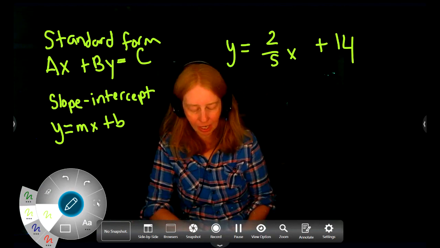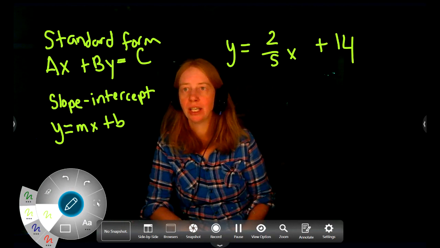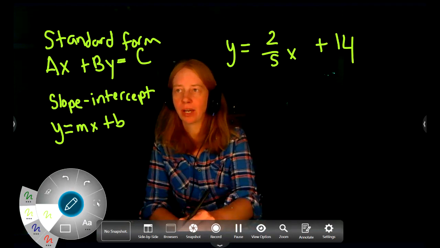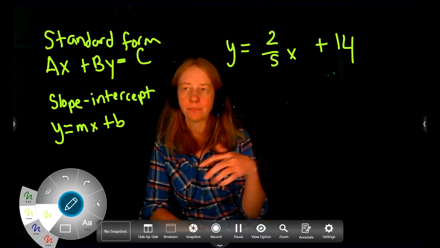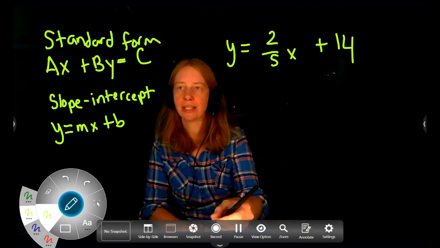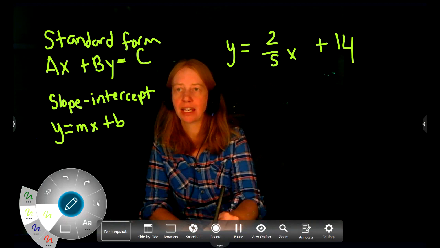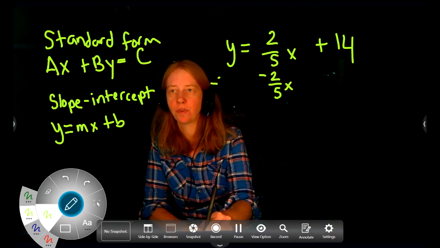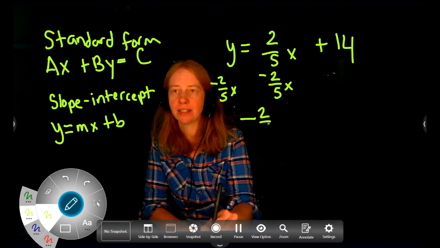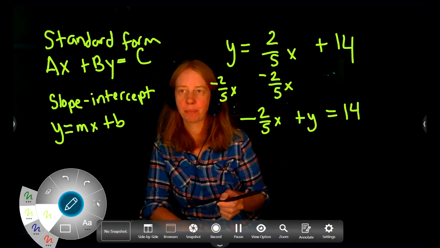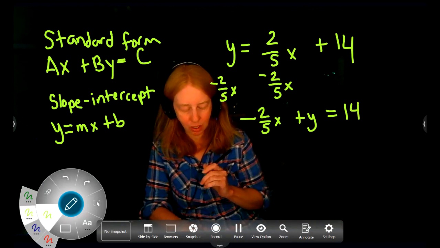Now, the first thing that I would do with this equation is think to myself, okay, I need the ax plus by equals c. And so what I'm going to do is move the x to the same side as the y. So I'm going to subtract 2/5 x from both sides of the equation. So now I have negative 2/5 x plus y equals 14. That's my first step: I want the x and the y on the same side.